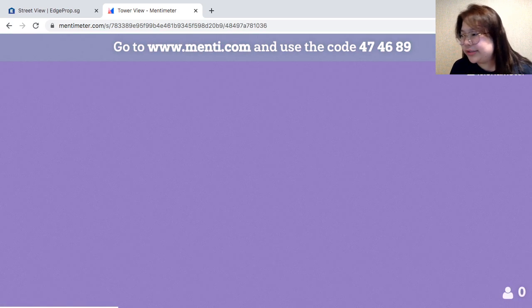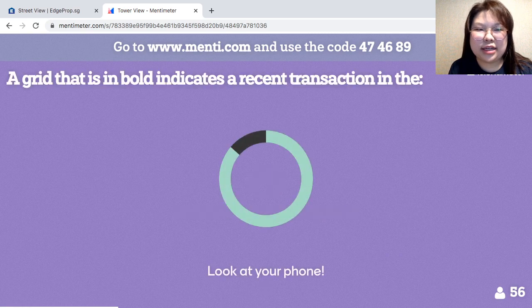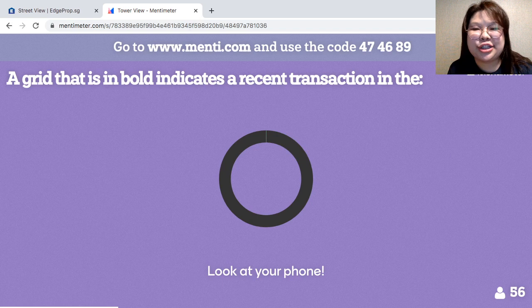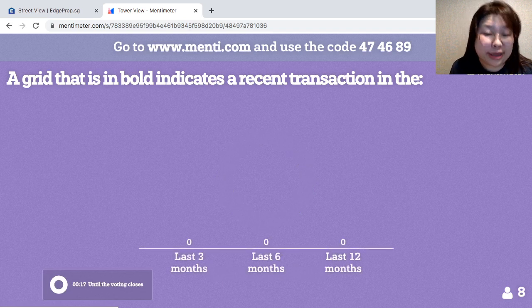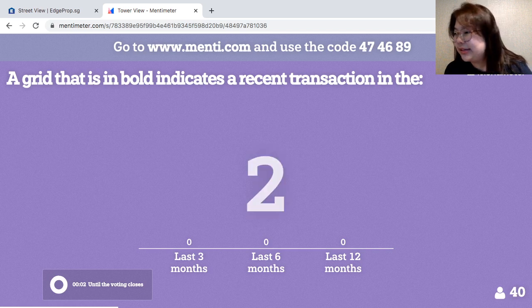Okay, let's move on to the second question. Agreed that is in bold indicates a recent transaction in the last 3 months, 6 months, or 12 months. Can you remember how many months it is? So if the words in the particular unit grid are in bold, is it 3, 6, or 12 months?